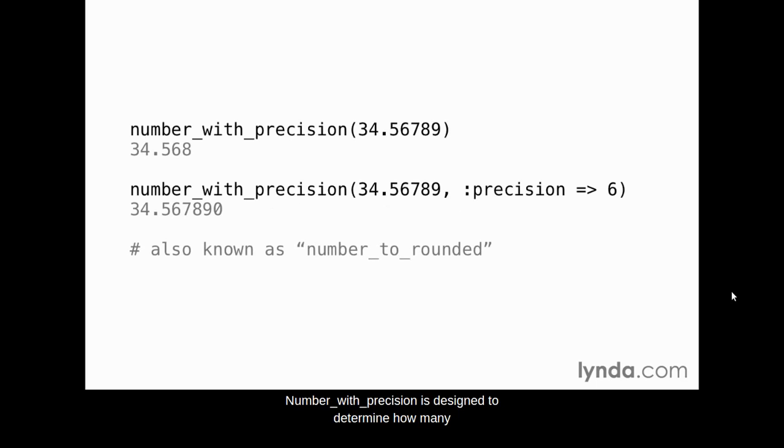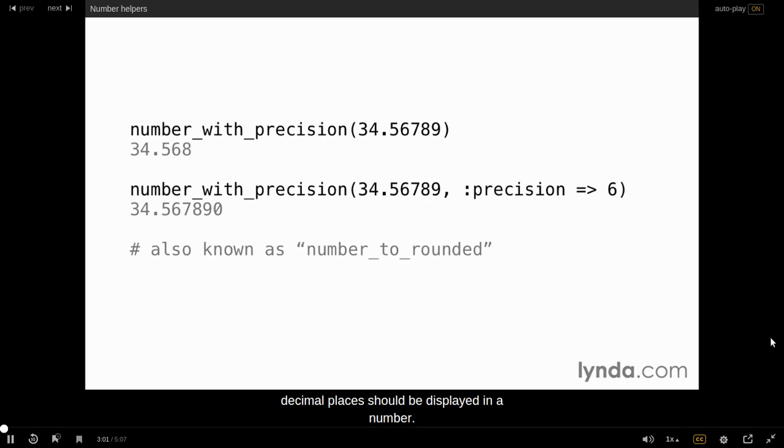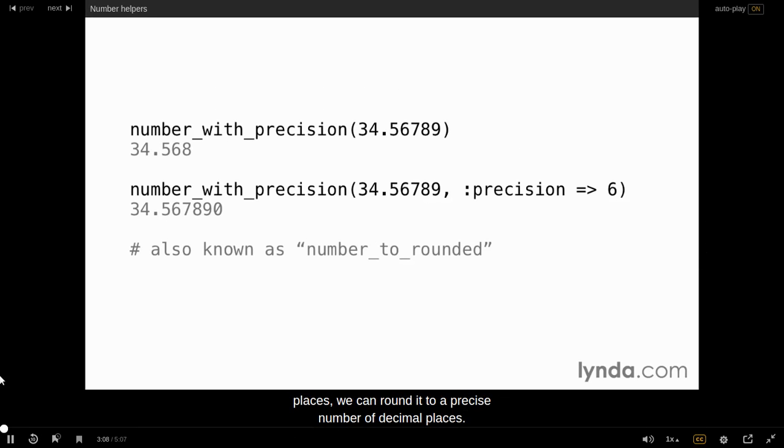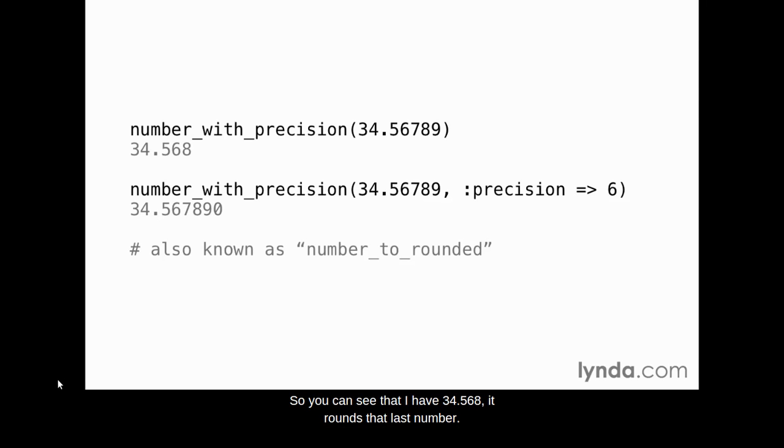Number with precision is designed to determine how many decimal places should be displayed in a number. So if we have a number with a lot of decimal places, we can round it to a precise number of decimal places. By default, that's going to be 3. So you can see that I have 3, 4 point, and then 5, 6, 8. It rounds that last number. Now it's not exactly like rounding, because as you can see in the next example, when precision is 6, it adds a 0 to the end to let me know that that's how precise it is. This idea of precision is a scientific and mathematical concept. And as I noted, you can use number to rounded to get the same behavior.